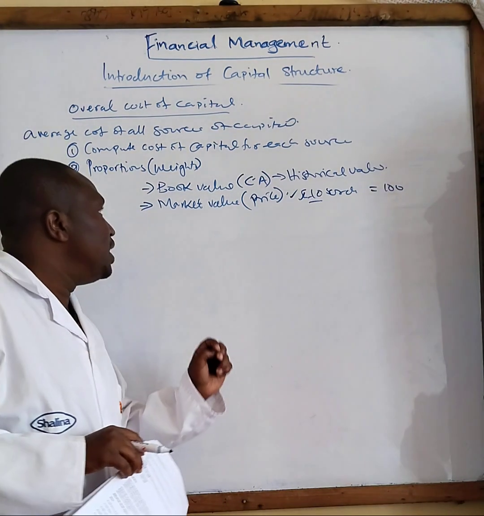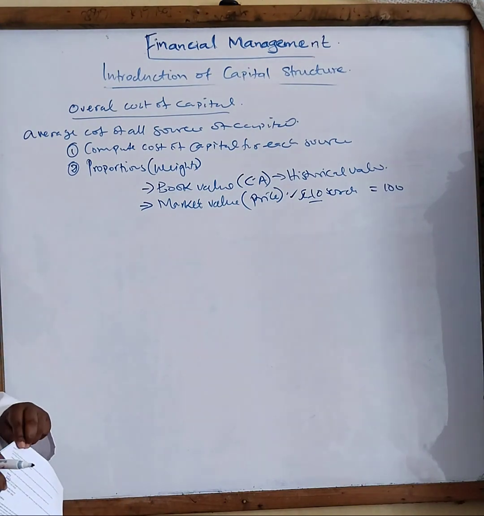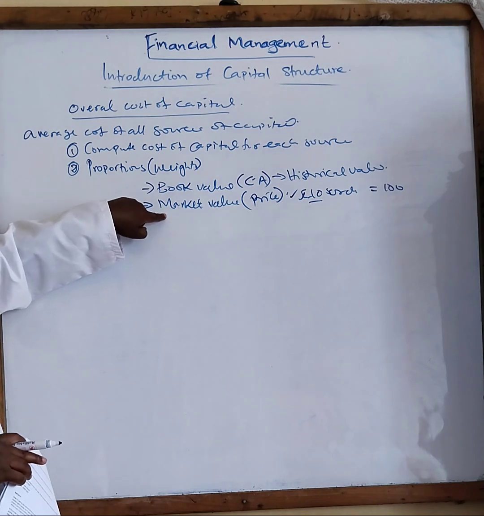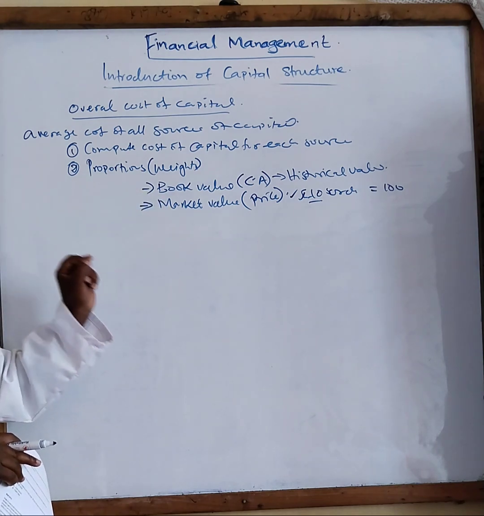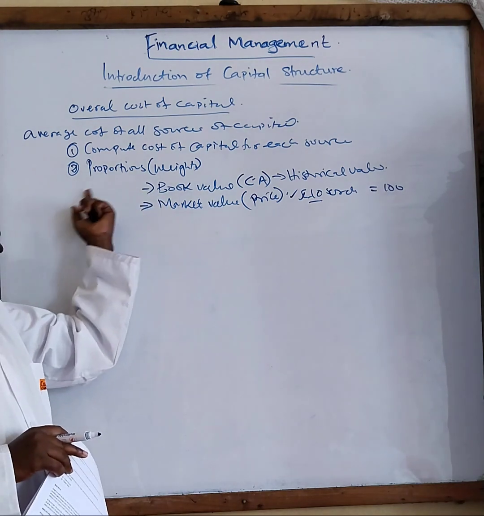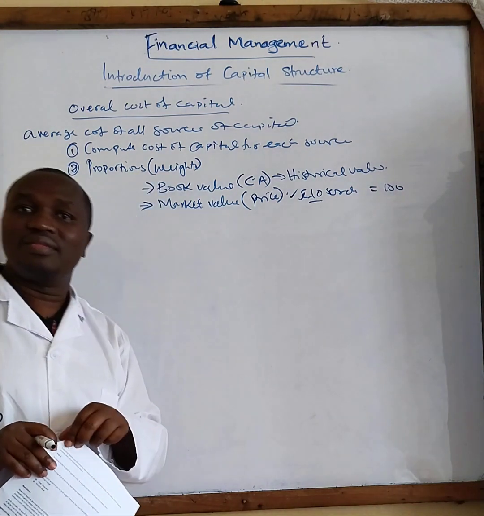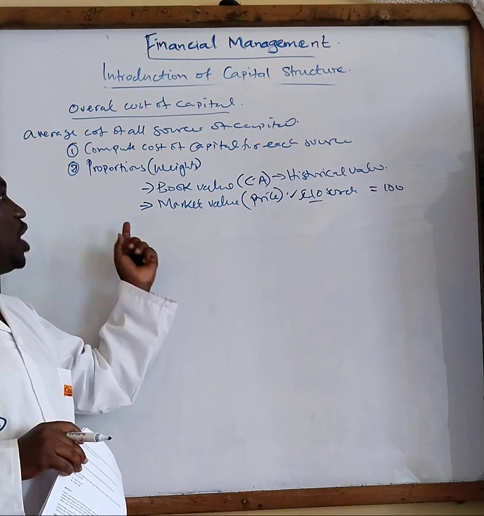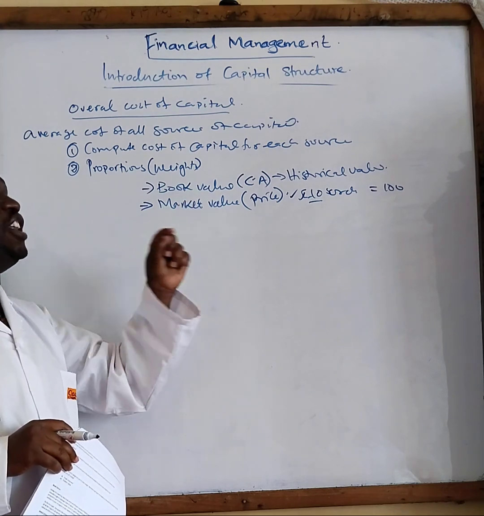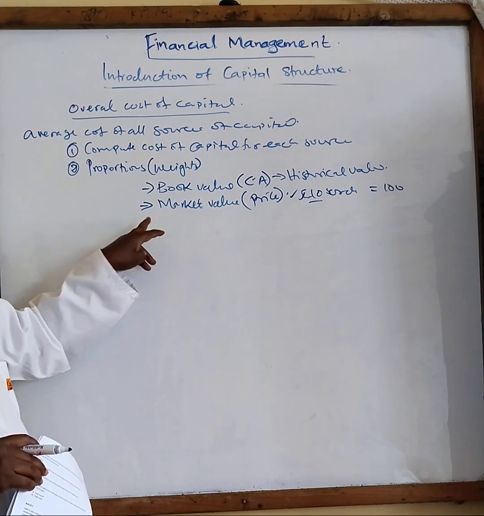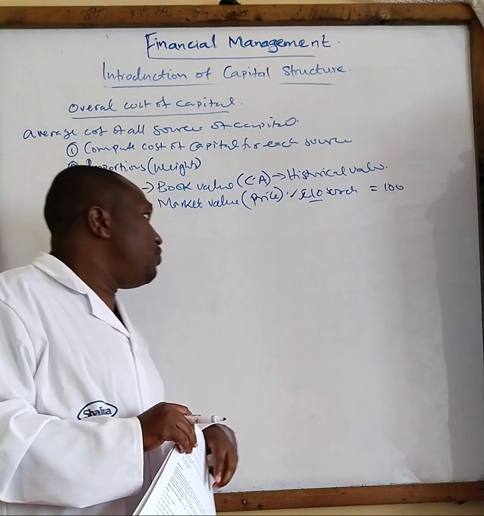So it will depend. For the sake of learning, we will use the two, book value and market value. But if the question does not tell you which one to use to get the weights, you just need to use the market value. And if you want to use the book value, ensure that you bring the note, because it is known that for us to make the decision, we have to use the market value.